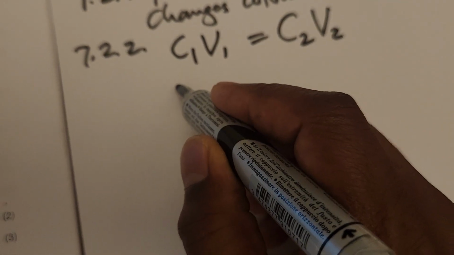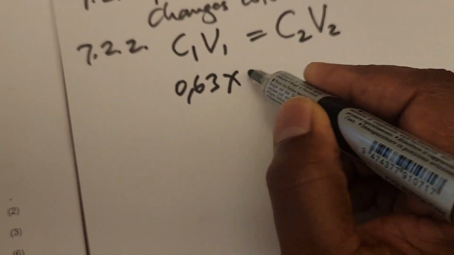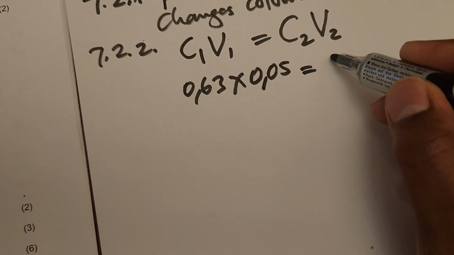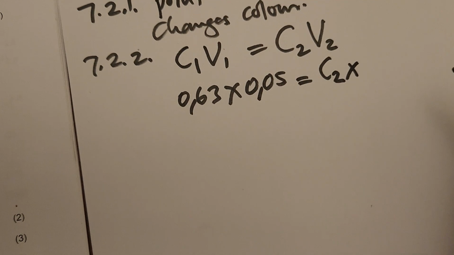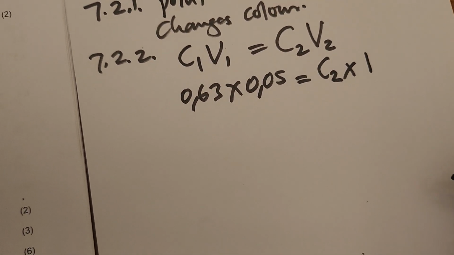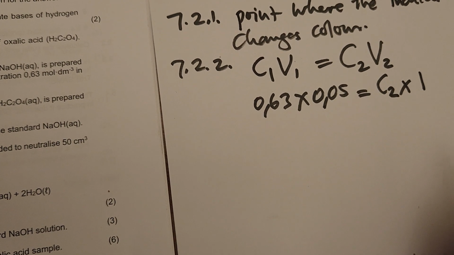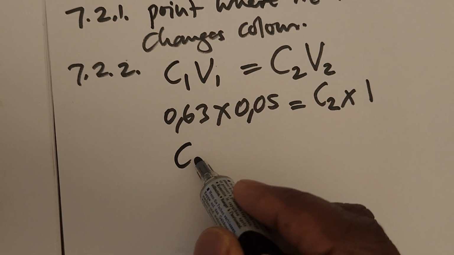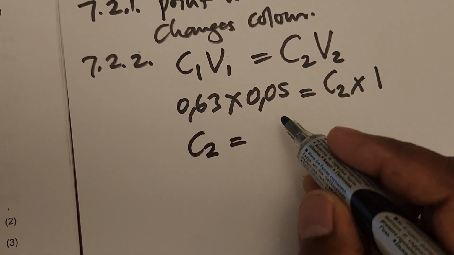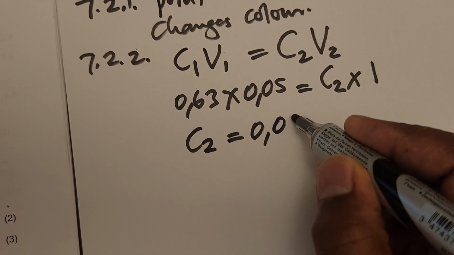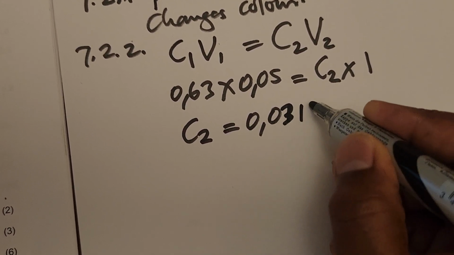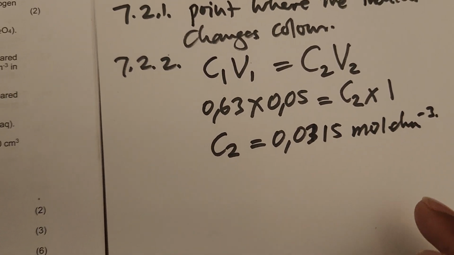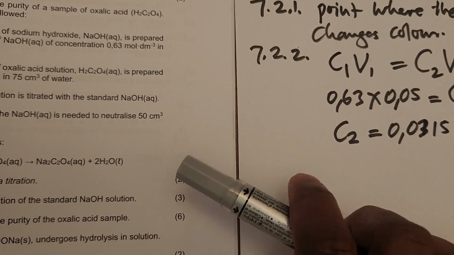The first concentration is 0.63 multiplied by the volume, which is 0.05, equals the second concentration, the one that we are calculating, and then the volume will be 1 dm cube, which is 1 in this case. Fine. If you use a calculator, you will find that now C2 equals 0.01315 mole per dm cube. Fine. Now that is the concentration.